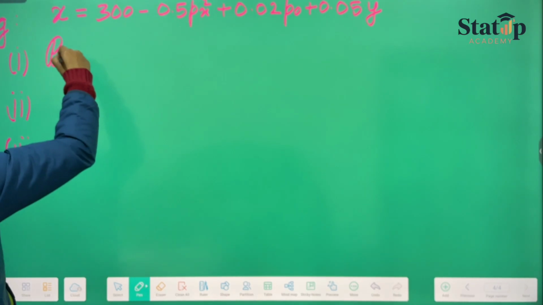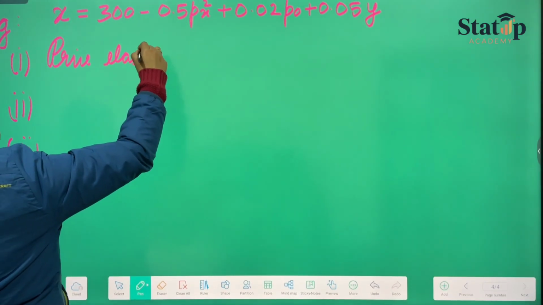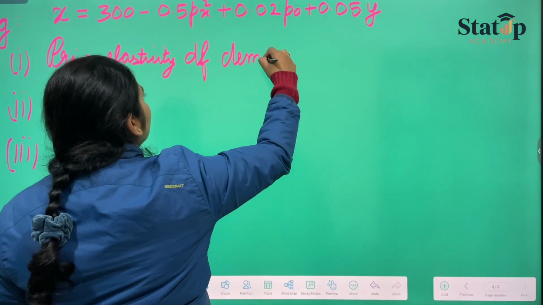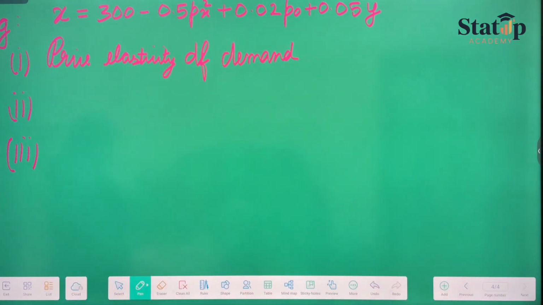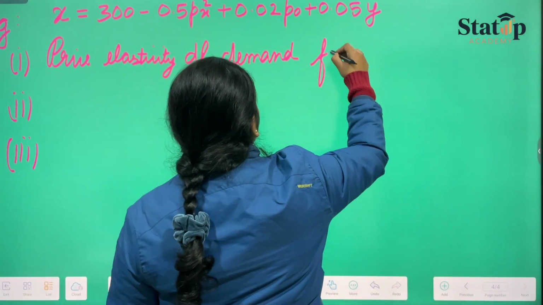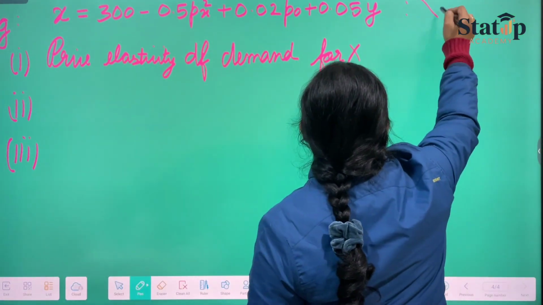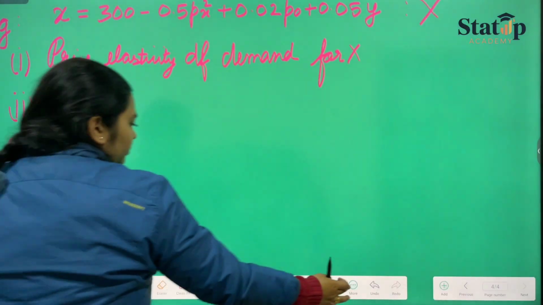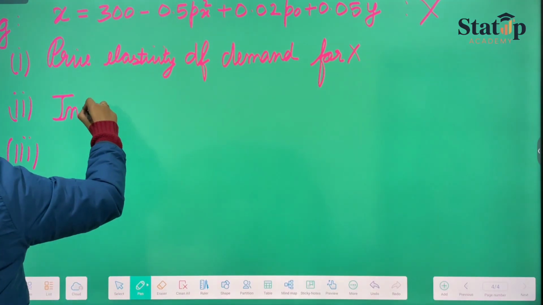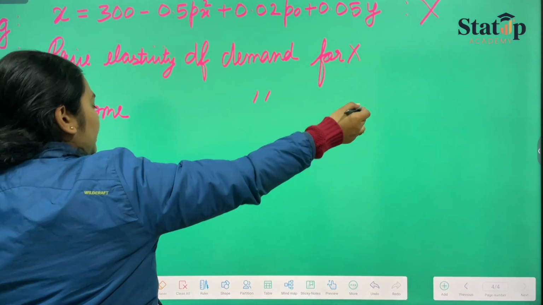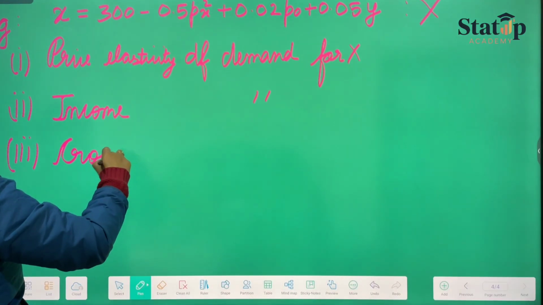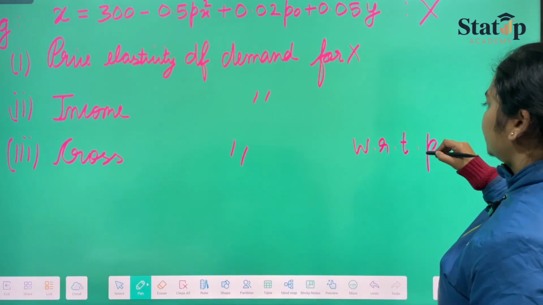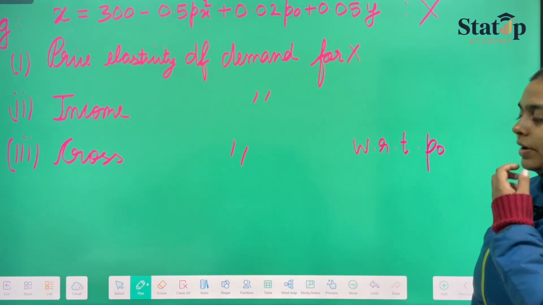First part is price elasticity of demand for commodity X. We are calculating for commodity X only. Next is income elasticity of demand for commodity X. Next is cross elasticity of demand for commodity X with respect to P naught. These three questions we have to find out.